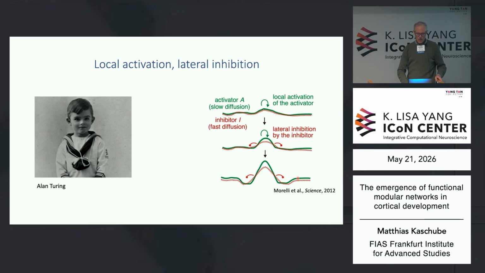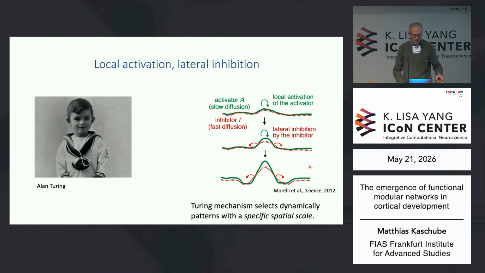And then further away, at a distance, the activator again forms a bump. So via this mechanism, which is essentially local activation and lateral inhibition, you can have a repetitive pattern formed in space. So this is a mechanism that can dynamically select a pattern with a specific spatial scale, and that is the way Turing formulated this problem in his original work.